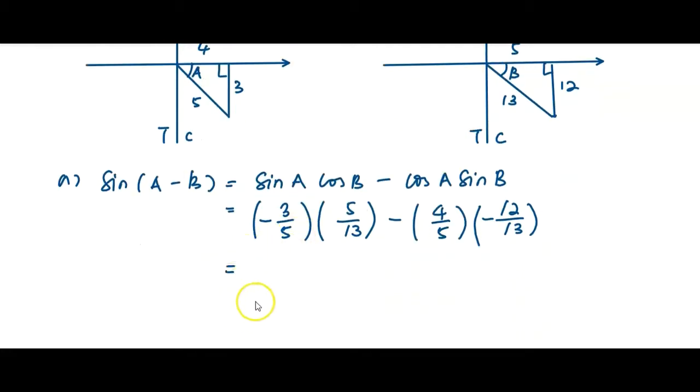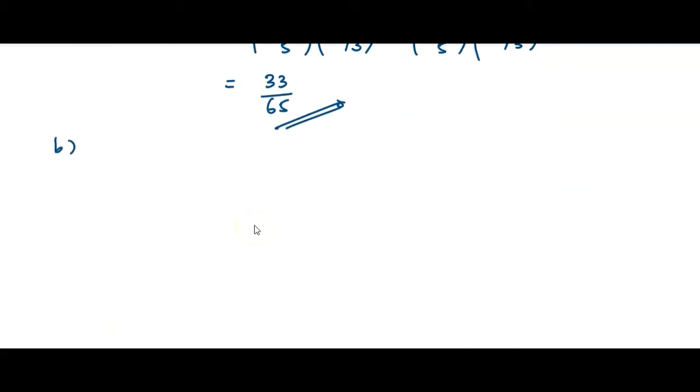And then now you can just simplify it. We have 33 over 65 after we have simplified it. Next, we move to the cos A plus B. All right, cos A plus B.